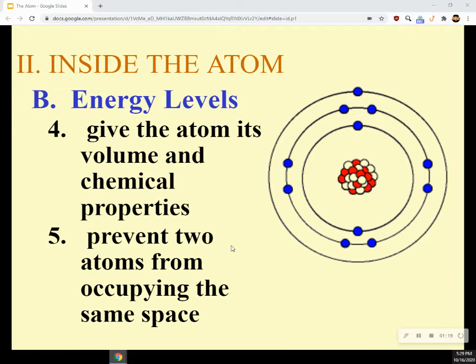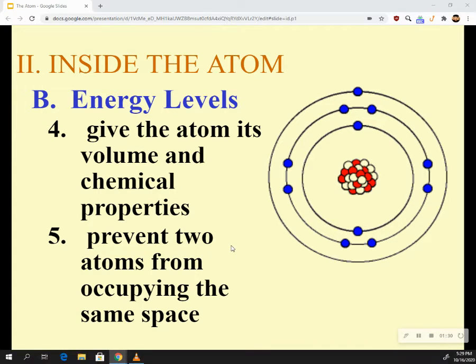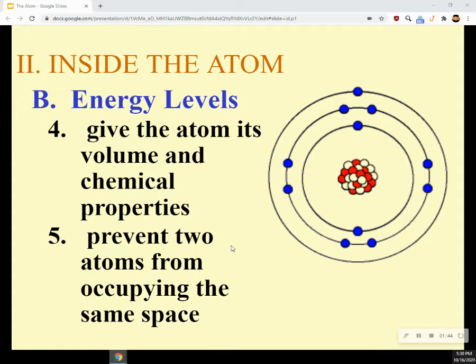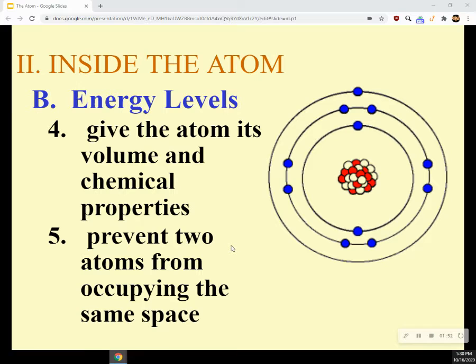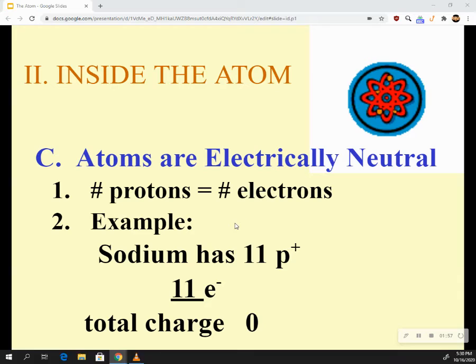So energy levels give volume and chemical properties. So if you lose an electron, you now have a different chemical property or a different volume, or something is going to happen to said object. It also prevents two atoms from occupying the exact same space because they bounce off one another. You know how we talk about solids, liquids, and gases, and how there is much more movement. So solids are vibrating against each other. A solid is consistently moving down at the atomic level, but they are still bouncing off of one another. They're not occupying the same space.